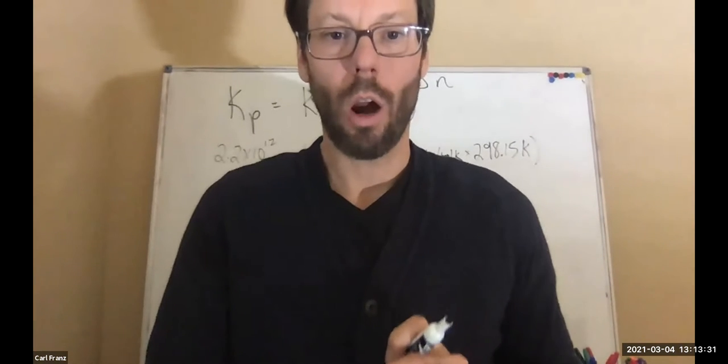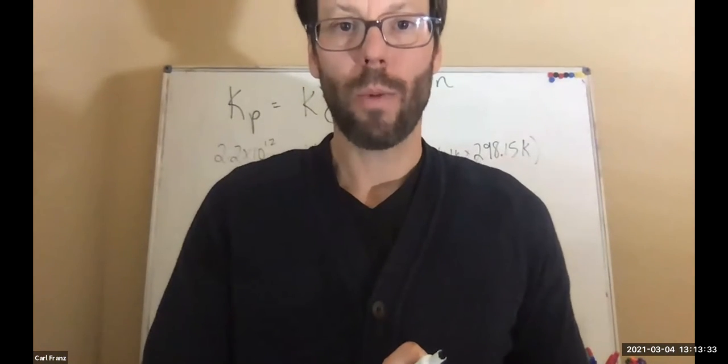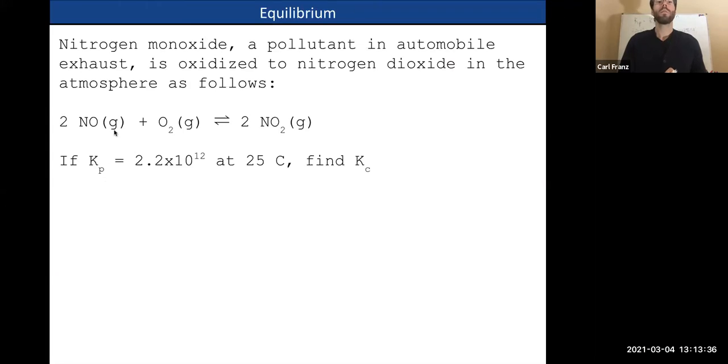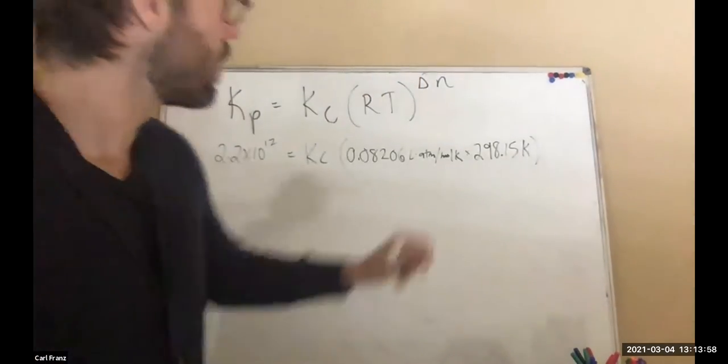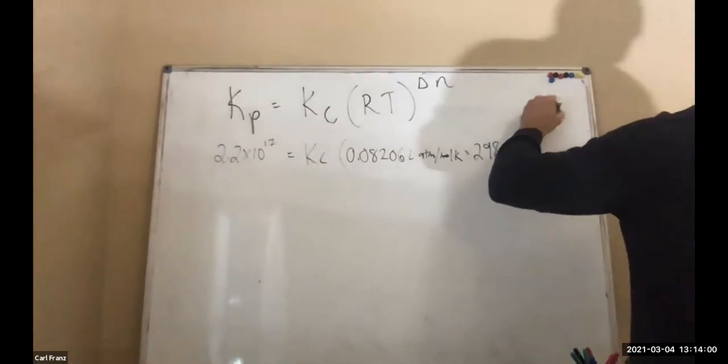Is it 1? Close. So let me go back to that slide. On the reactant side, we got a 2, and then essentially a 1, so 2 plus 1 is 3. And then on the product side, we have 2. And remember, it's products minus reactants. So 2 minus 3 is negative 1. So this is all going to be to the negative 1.